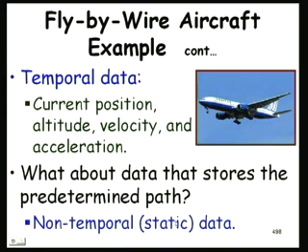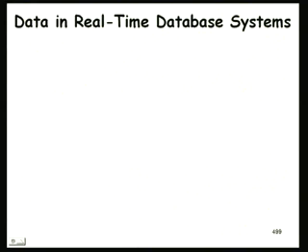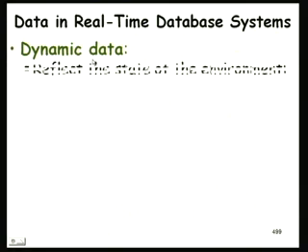This data does not change, and therefore, the fly-by-wire aircraft has both temporal data and the static data or non-temporal data, and the computations will take place by using both temporal and the static data. So, now we can think that the data that is stored in a real-time database system are two types, the dynamic data and the static data.